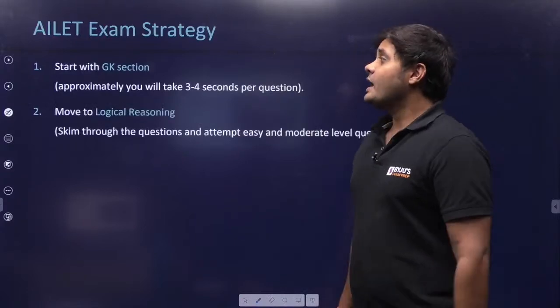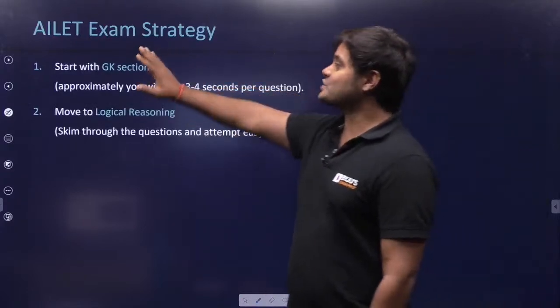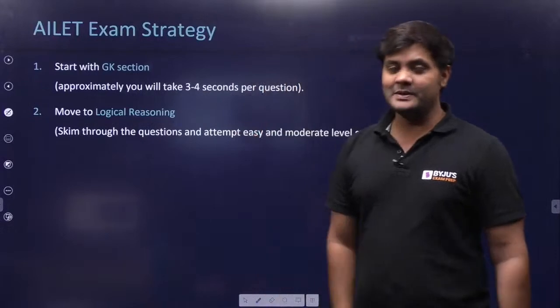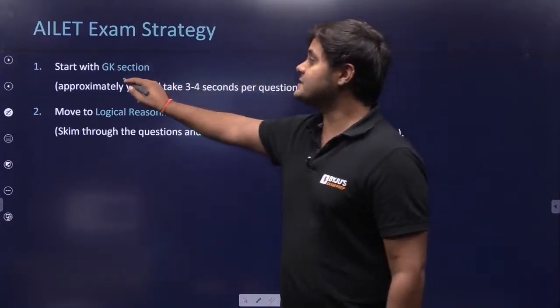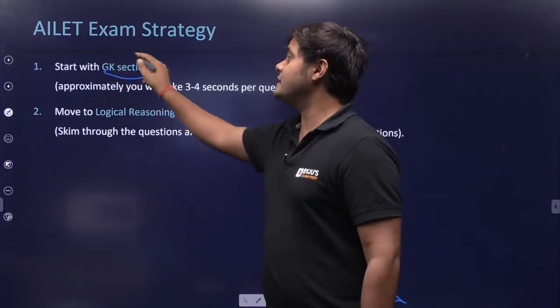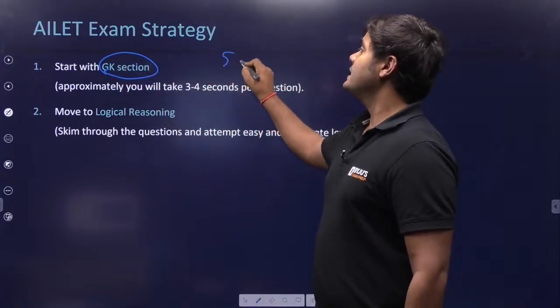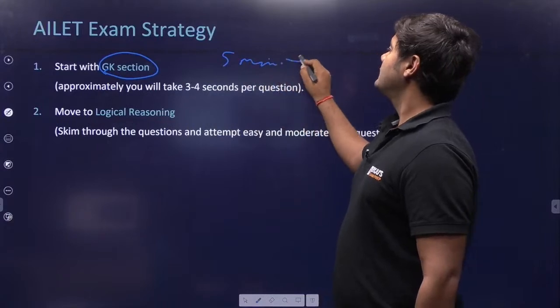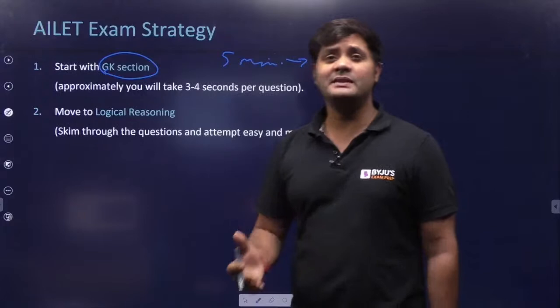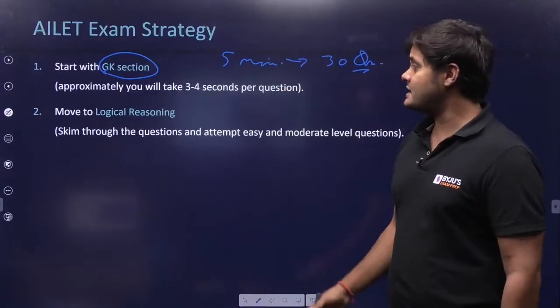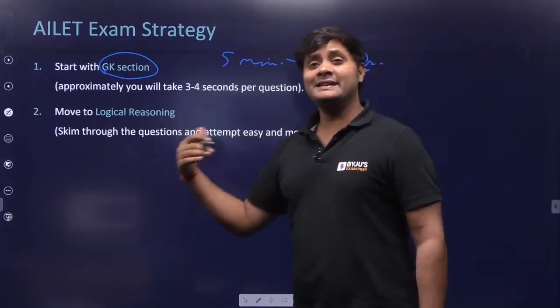All right, don't worry. All right, so AILET exam strategy, a very easy strategy we'll be sharing with all of you so that you can ace the exam very easily. The number one strategy, start with the general awareness section. Be done in 5 minutes. 30 questions in 5 minutes, and we are done. Just imagine. Move to logical reasoning after that.